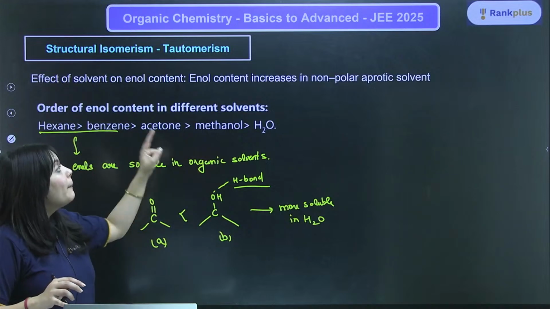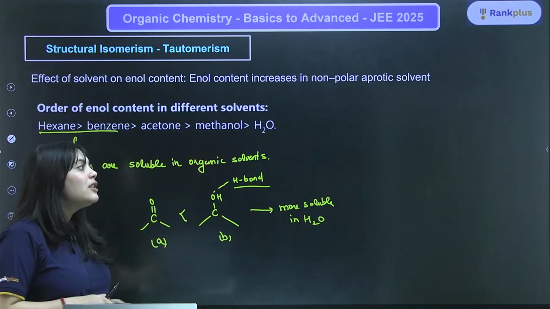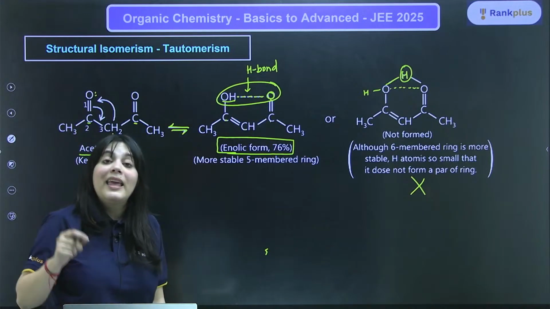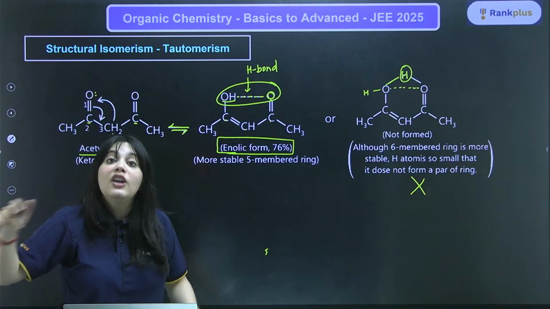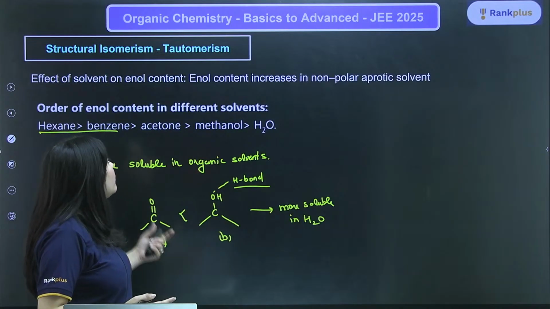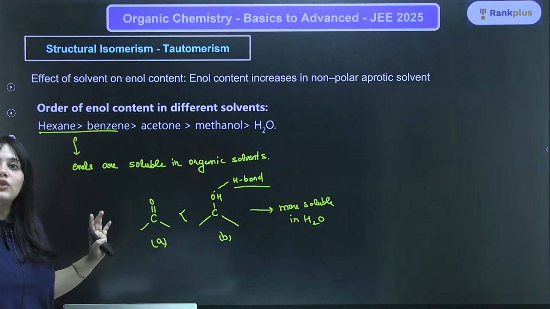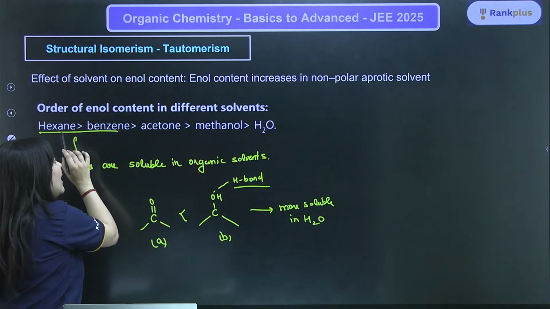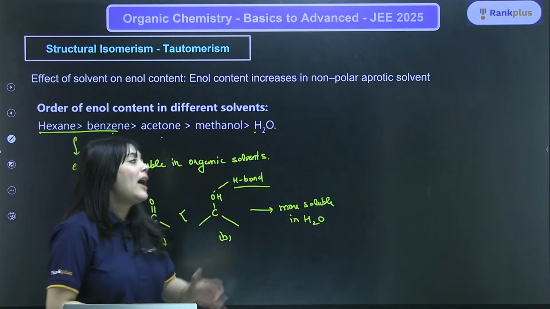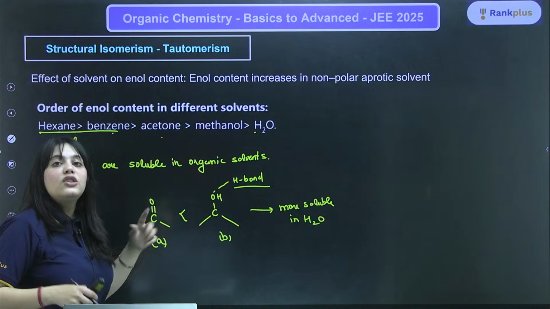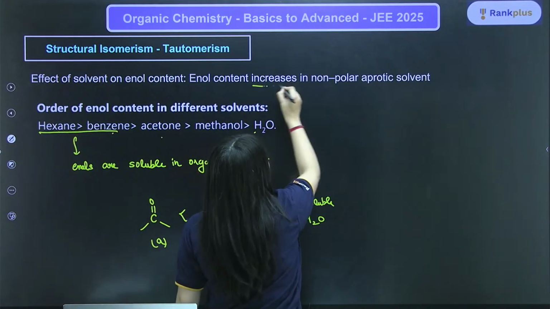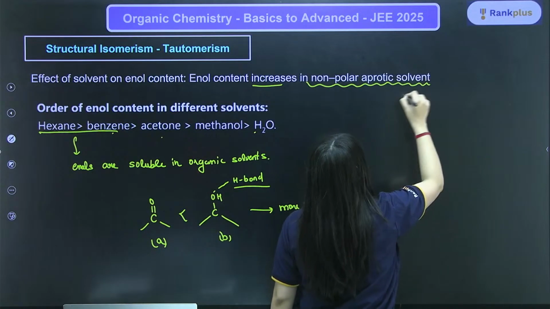But when you are comparing enols, as I showed you, intramolecular H bonding is forming, hence it is not getting any opportunity to form H bonding outside as you would expect. So in that case they are more soluble in organic solvents. Understood? So these are more soluble in hexane, followed by benzene, then acetone, methanol. In water they are the least soluble. As the polarity increases, the solubility decreases, right? So enol content increases in non-polar aprotic solvent, very very important.